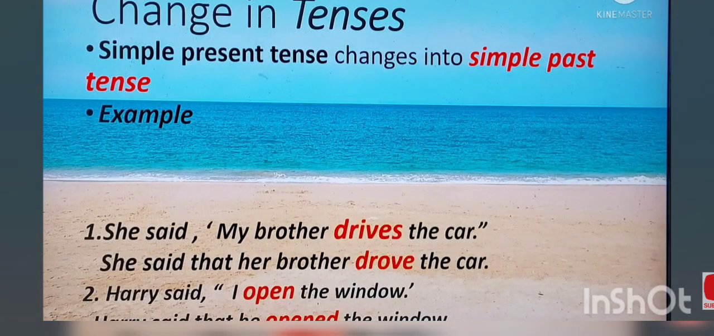Change in tenses. Tenses change in reported speech. The simple present tense changes into the simple past tense. For example, she said, "My brother drives the car." Answer, she said that her brother drove the car. The word drives is simple present tense, and the word drove is the simple past tense, right?